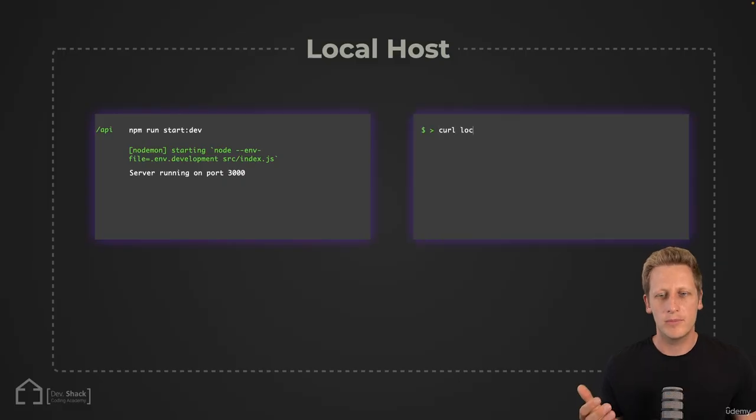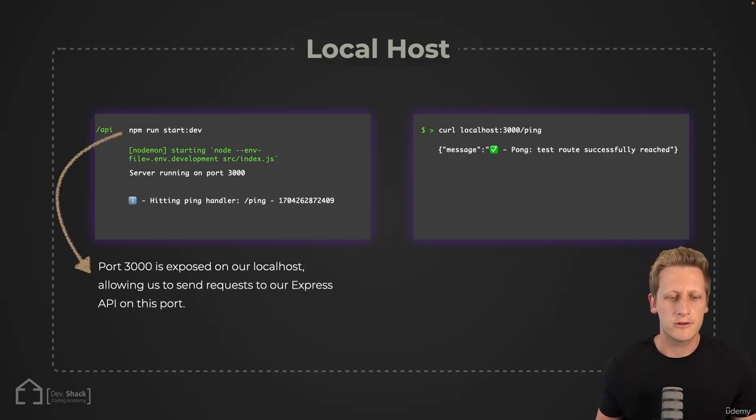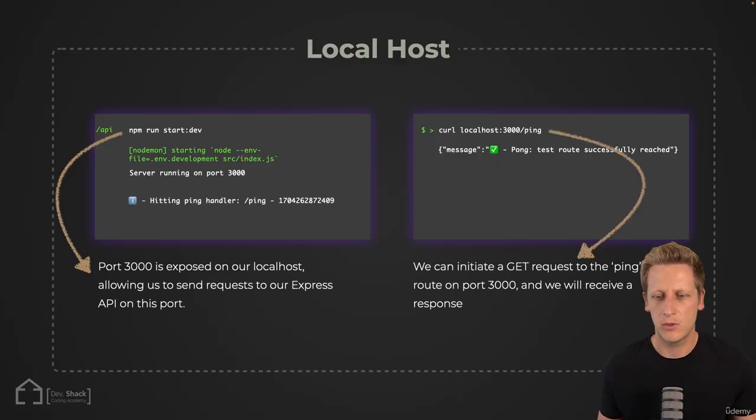And so now that we've implemented that ping endpoint, when we make a GET request to that specific endpoint on port 3000, everything's working fine. We're seeing our console logs being logged out. We get the response back. To reiterate here, port 3000 is exposed on our local host, and this allows us to send a request to our Express API on this specific port. We can initiate that GET request on port 3000 and we'll receive a response. So the whole request-response cycle is working within our local host environment.